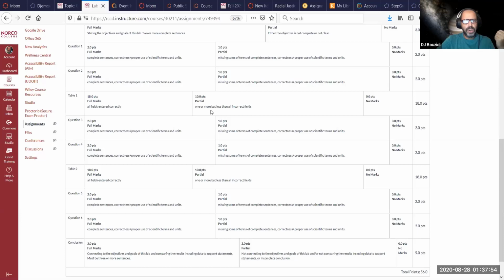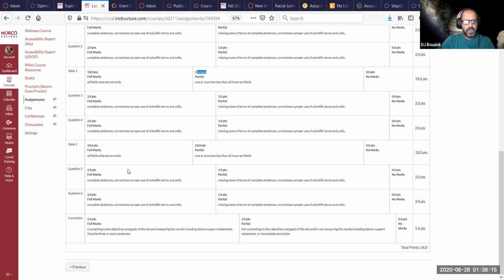Miss 1 or more, but less than all, basically, if you can only put 1 correct, you're going to get 10 points. Miss them all, and you're going to end up in here. So this weighs heavily. Data collection is very critical, so you have to make sure your data is transposed correctly into here, okay? And calculations are done, so you need to know how to do these things. And then we go into this one in here.